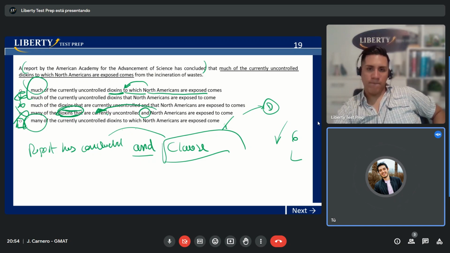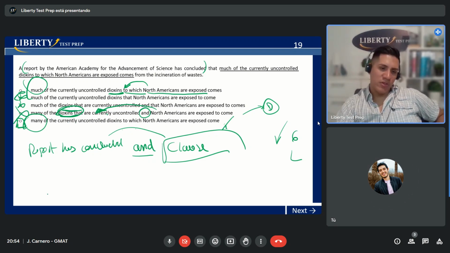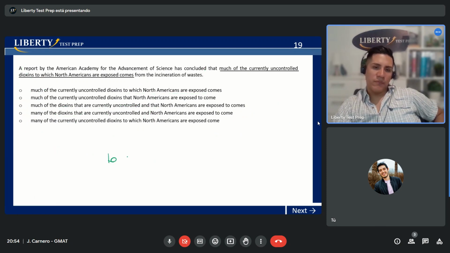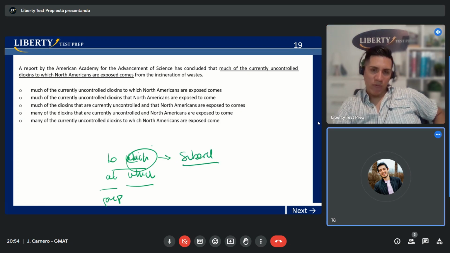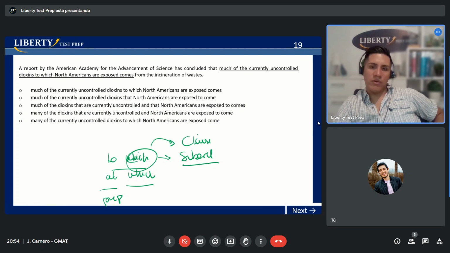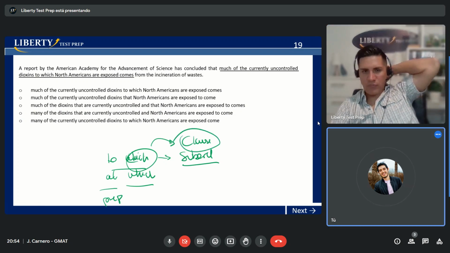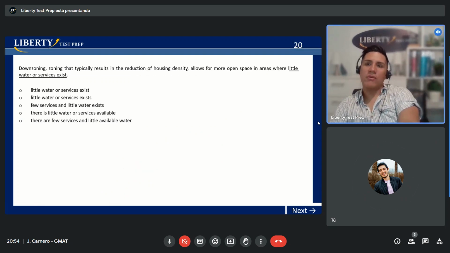I have a question. There is a rule, I don't remember, in order to use "to which." The only thing we know is that when you say "to which," "at which," any preposition with which, you are using "which" as a subordinator. So usually what follows should be a clause. That's the only thing we need to verify. Very good. So what about this one, number 20?